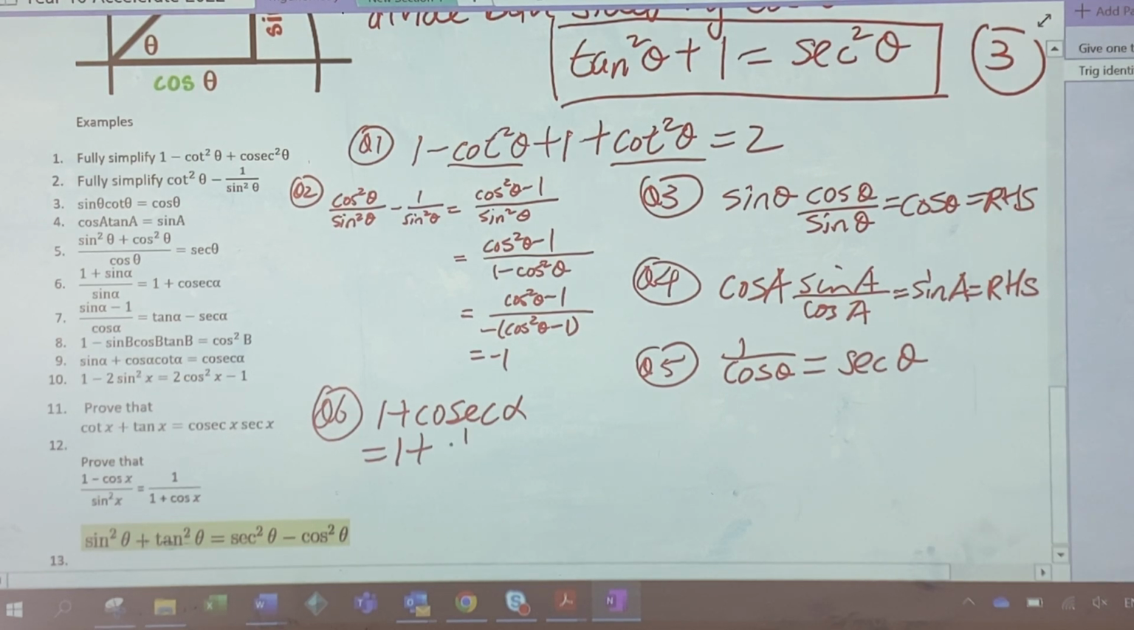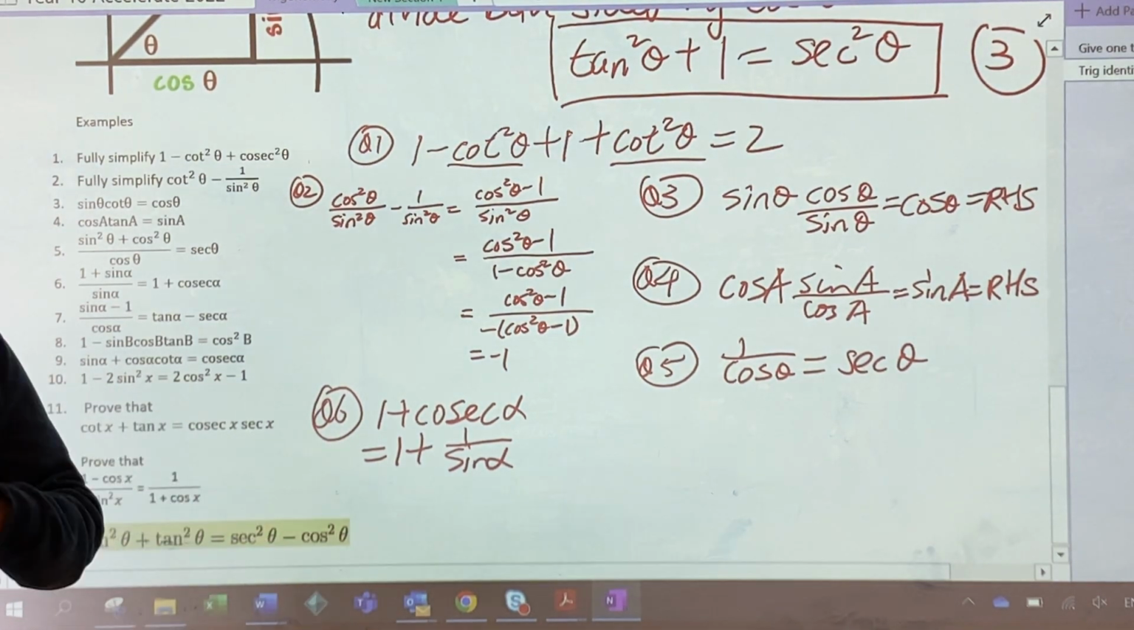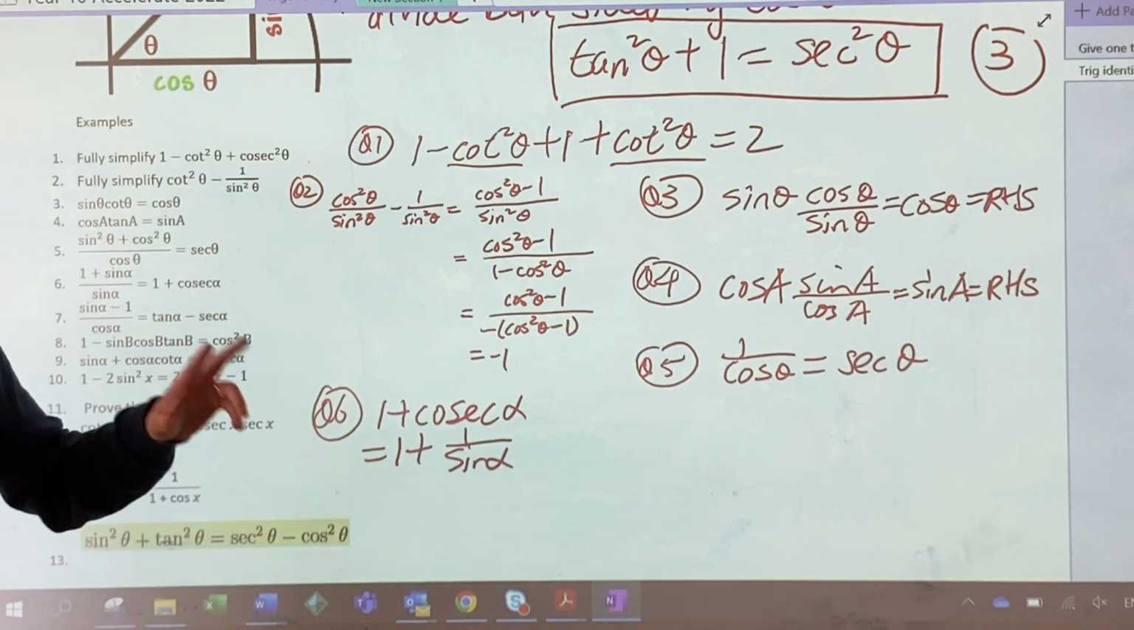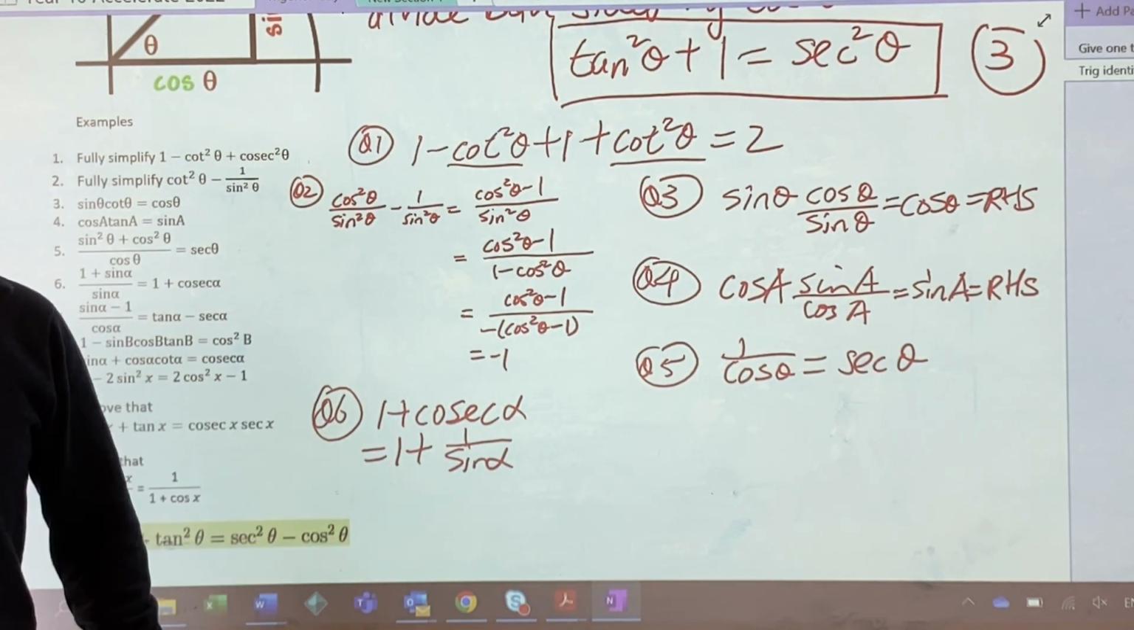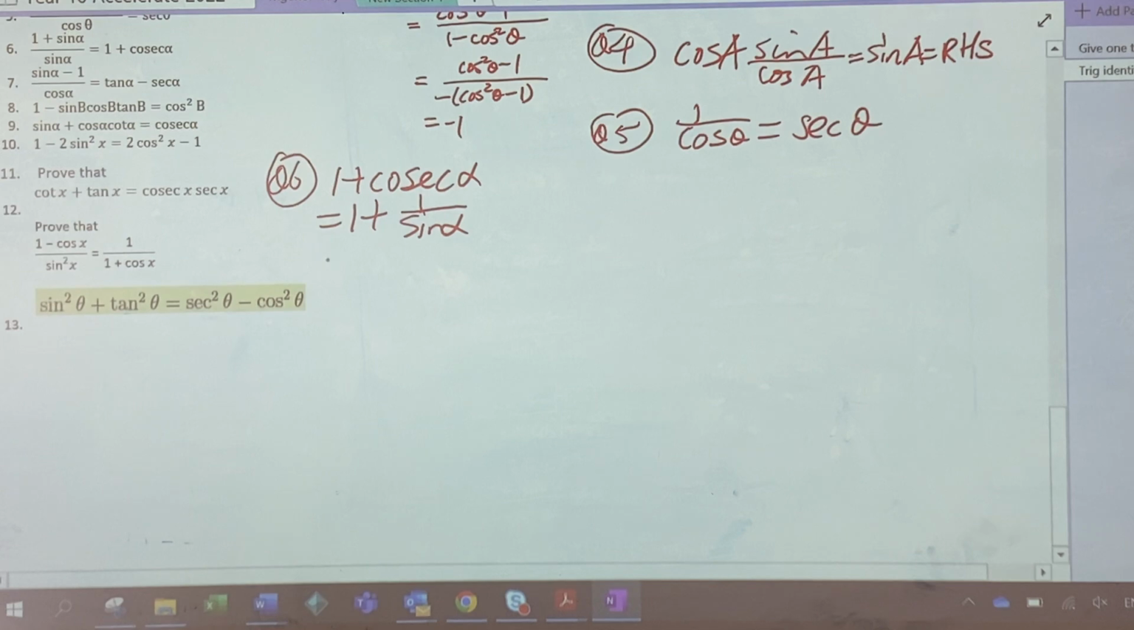1 plus 1 over sine alpha. Here, you can almost think like this: I've got an integer and a fraction. Straight away I'm thinking about a common denominator. What's the common denominator? Sine alpha. Now on top it's just sine alpha plus 1. From here it's not trigonometry, it's basic algebra now.